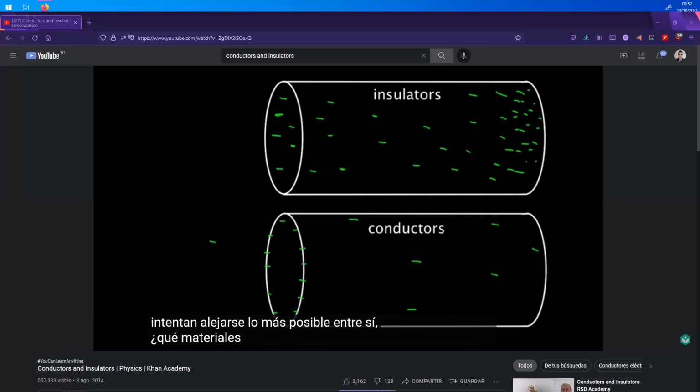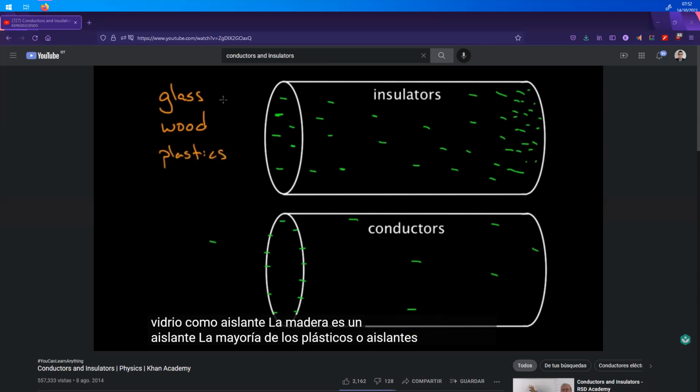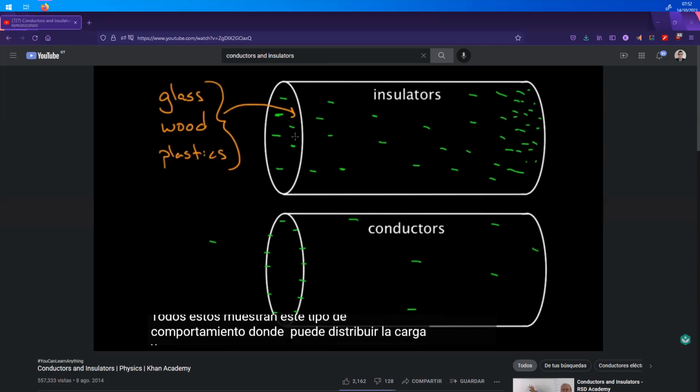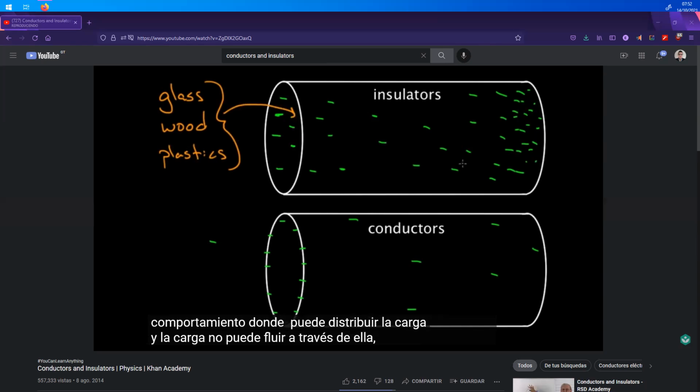So what physical materials actually do this? What physical materials are insulators? These are things like glass is an insulator, wood is an insulator, most plastics are insulators. All of these display this kind of behavior where you can distribute charge and the charge can't flow through it. You can stick charge on it.